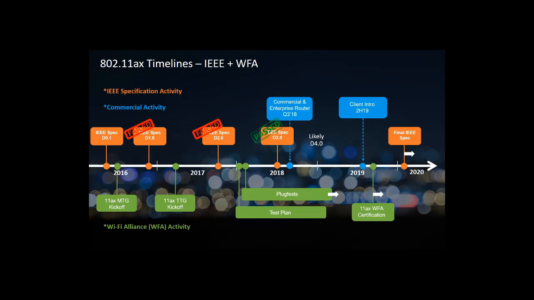11ax, or Wi-Fi 6, will be a profound change in the Wi-Fi industry. It will bring faster speeds than previous technologies in the 2.4 and 5 GHz bands. Increased range, better performance in environments where many devices compete for bandwidth, and enhanced power efficiency are all characteristics of 11ax. Buckle your seatbelt and get ready for a wild ride.